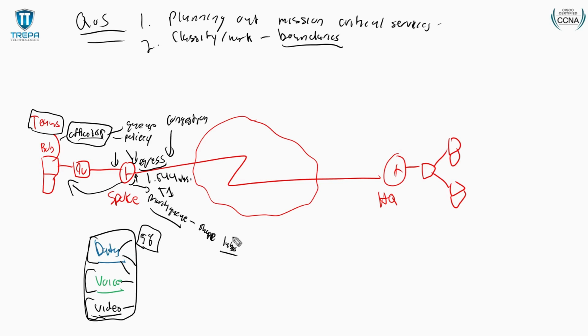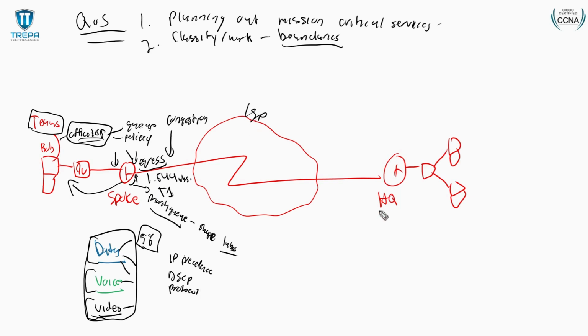Okay, so how do we classify that? We may be able to put what's called an IP precedence bit or a DSCP bit. Or we may just classify it based off its actual application or protocol. So maybe we match it via protocol.